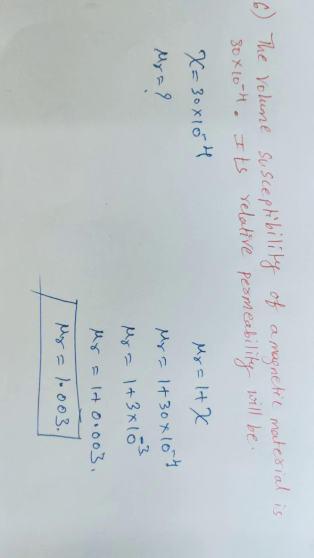In the next class we will discuss different types of magnetic materials, and we will also compare dia, para and ferromagnetic substances and hysteresis curves. In the next class I will start. Okay students, thank you.